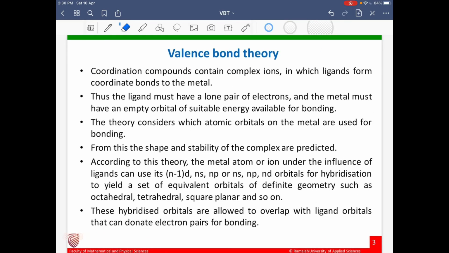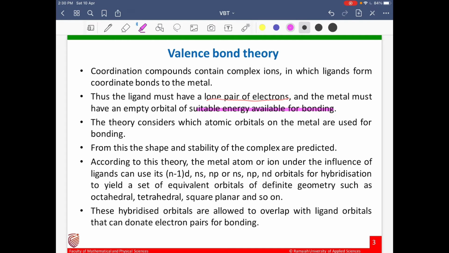Coordination compounds contain complex ions in which ligands form coordinate bonds to the metal. Thus, the ligand must have a lone pair of electrons and the metal must have an empty orbital of suitable energy available for bonding. The theory considers which atomic orbitals on the metal are used for bonding. From this, the shape and stability of the complex can be predicted.